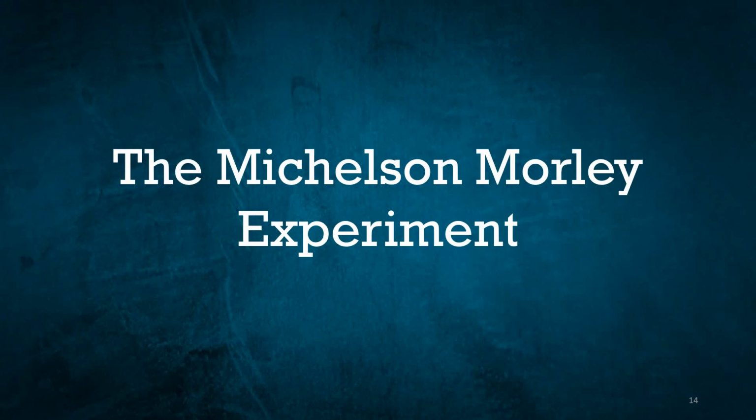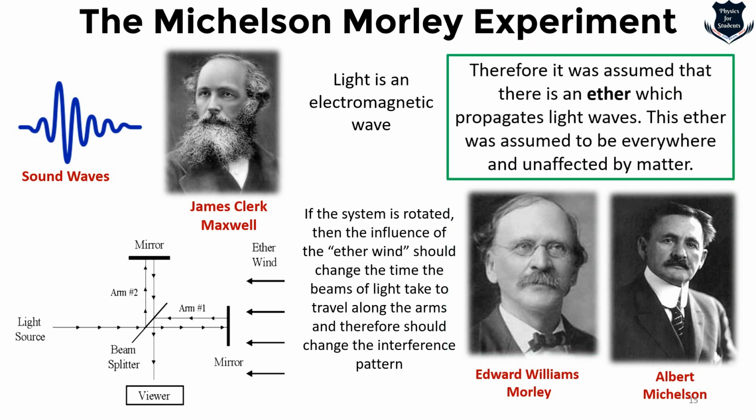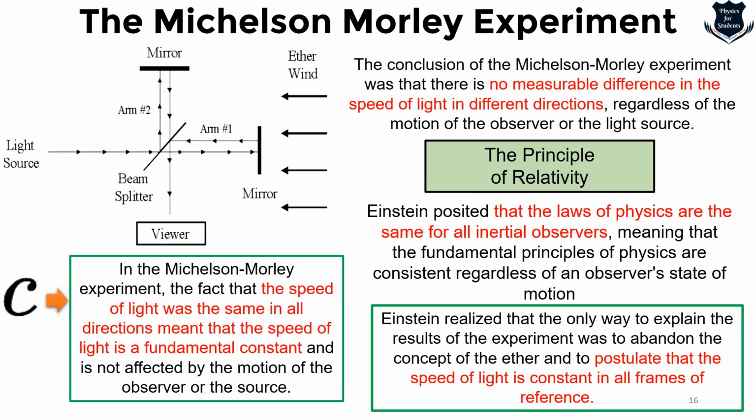We also saw in the last few episodes the Michelson Morley experiment: with sound waves and electromagnetic waves, James Clerk Maxwell tried to define his theory of electromagnetism taking into account ether. Then Edward Williams Morley and Albert Michelson used the Michelson Morley experiment, which finally proved there is no existence of ether. If you want to know about the Michelson Morley experiment, you can go back to my second video where I have explained it in detail.